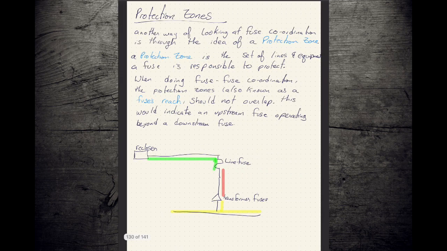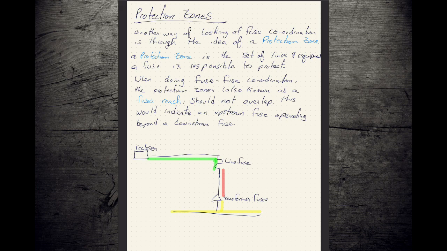And so when we're talking about that, what we use is this idea of protection zones. A protection zone would be the set of lines and equipment that a fuse or other protective device, could be a relay, breaker, recloser, whatever, is set up to operate.